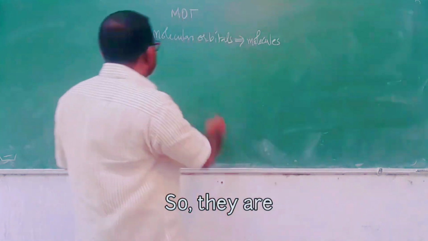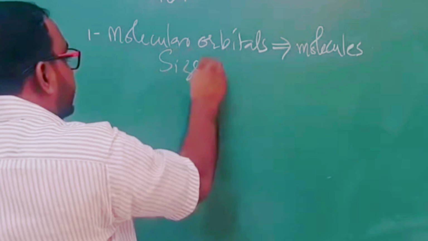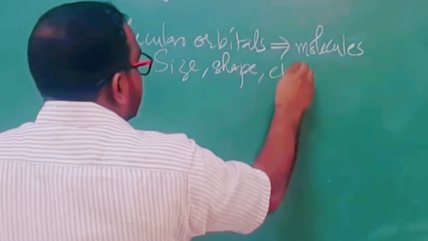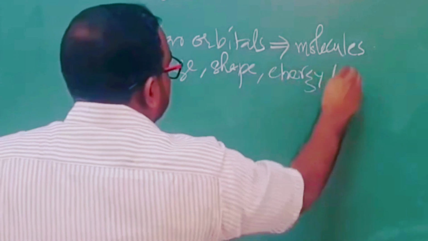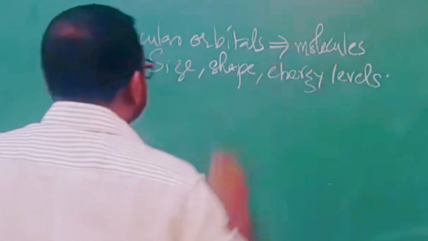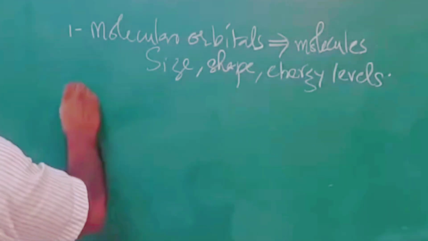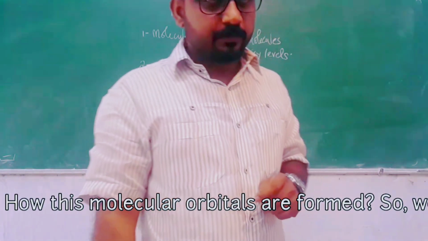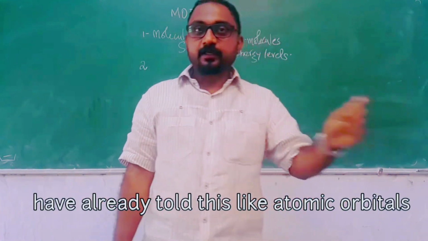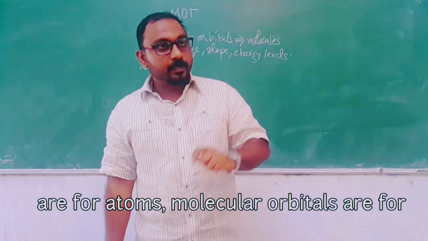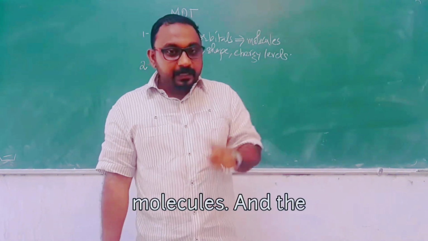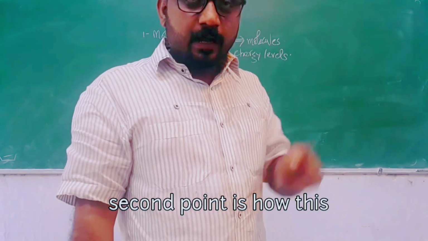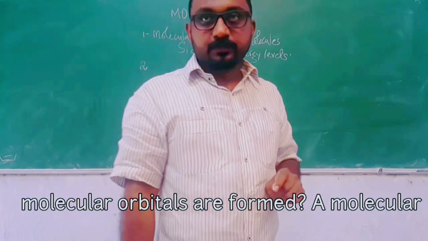So they are characterized by size, shape and energy levels. And the second point is how these molecular orbitals are formed. We have already said that just like atomic orbitals are for atoms, molecular orbitals are for molecules.